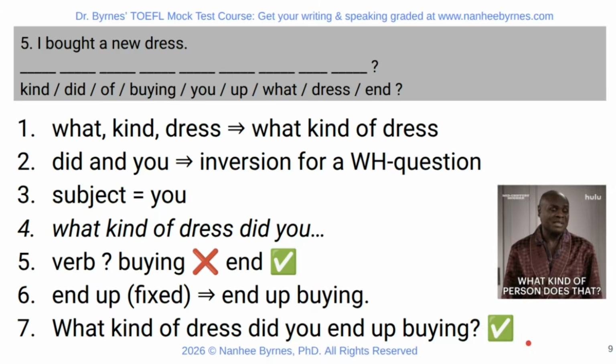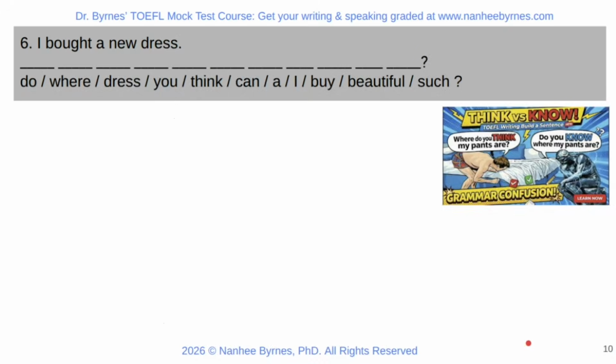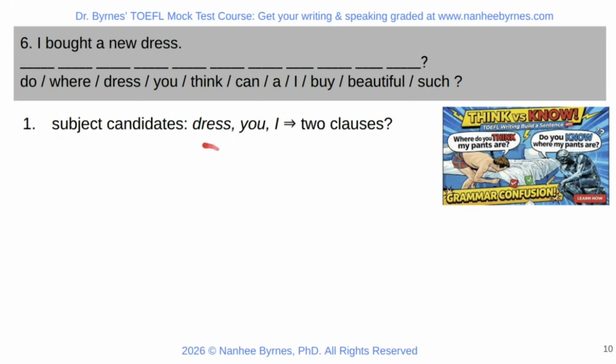Question 6. Do, wear, dress, you, think, can, I, buy, beautiful, such. There are many subject candidates, dress, you, and I, so we can expect two clauses. We see wear and do, and also think, so let's begin with the usual suspect, do you think?